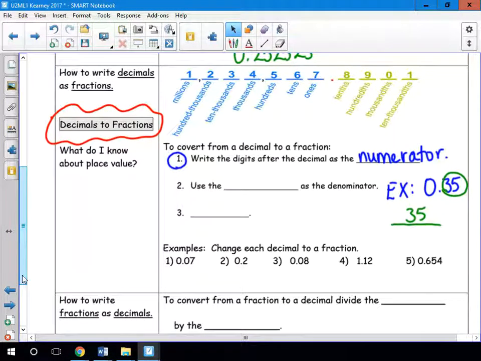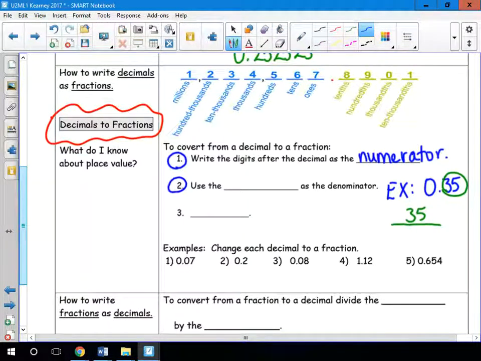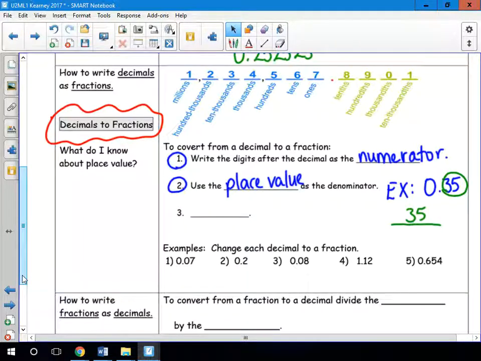Okay? And then in step 2, you're going to use the place value as the denominator, okay? So we want to come over here and look at this. If we were to read this, 35, we want to look and see where is that place value.